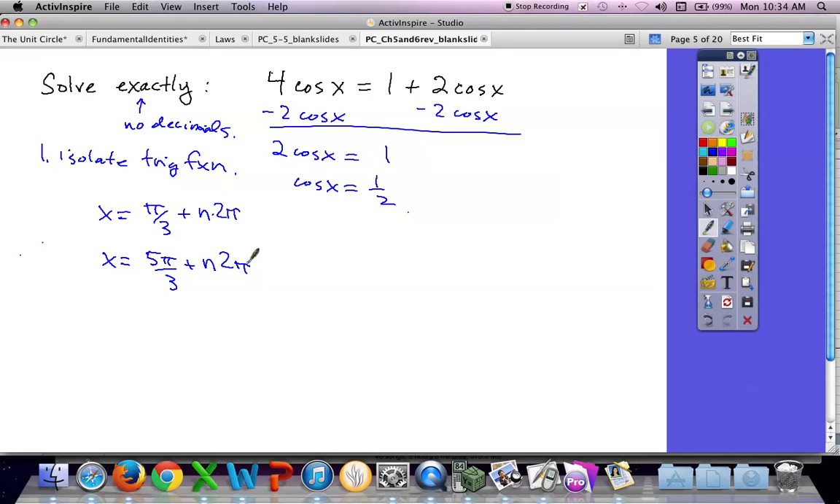How did we know the cosine repeats every 2π? Go back and look at the graph in the book. It's a wave. It goes on forever. You know that. So remember, if it doesn't say 0 to 2π, you need something that comes after it that says n times, however often it's going to repeat.